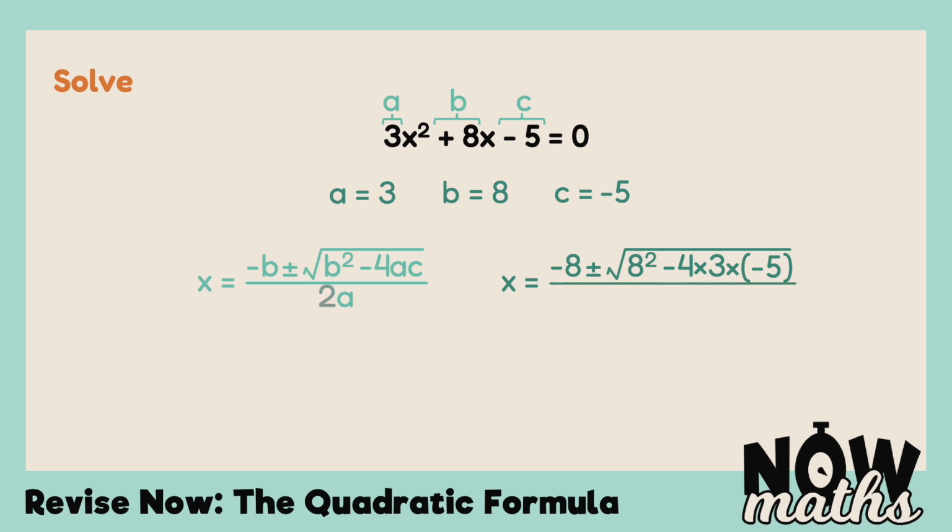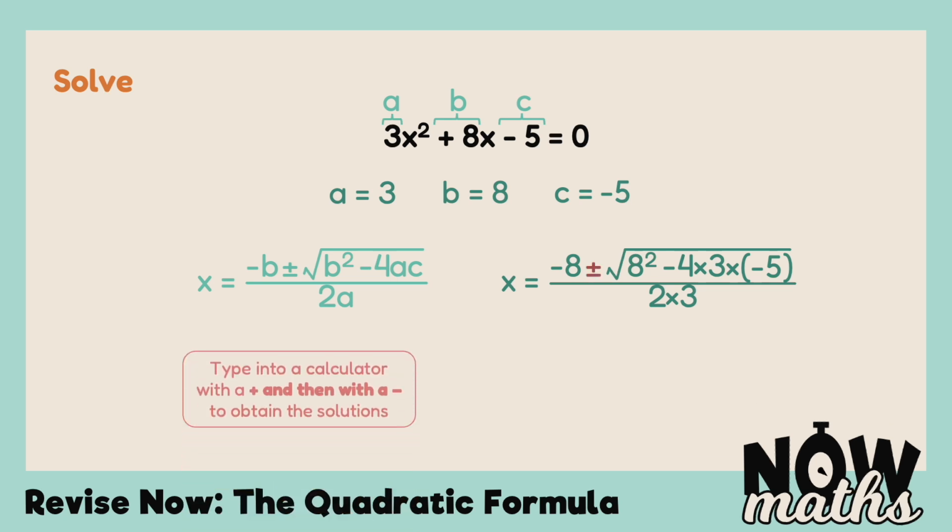And the whole thing is over 2 multiplied by a, which is going to be 2 multiplied by 3 in this case. Just like in the last question, we're going to get our scientific calculator ready now, and we're going to type this into a calculator first with a plus where the plus or minus symbol is, and then with a subtract where the plus or minus symbol is.